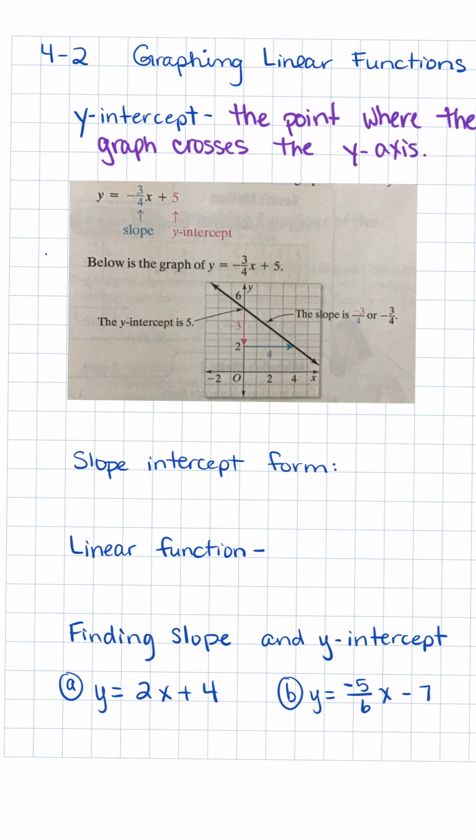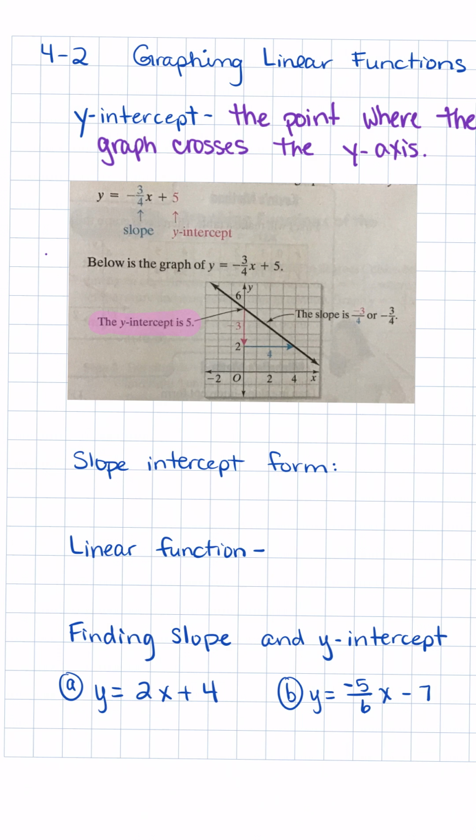So just to be clear, if you are looking at a graph, so that's what this is here, you will think of this, right? So this is the x-axis, and this is the y-axis. So when it crosses right here, this is considered the y-intercept. So the y-intercept on this one is 5.